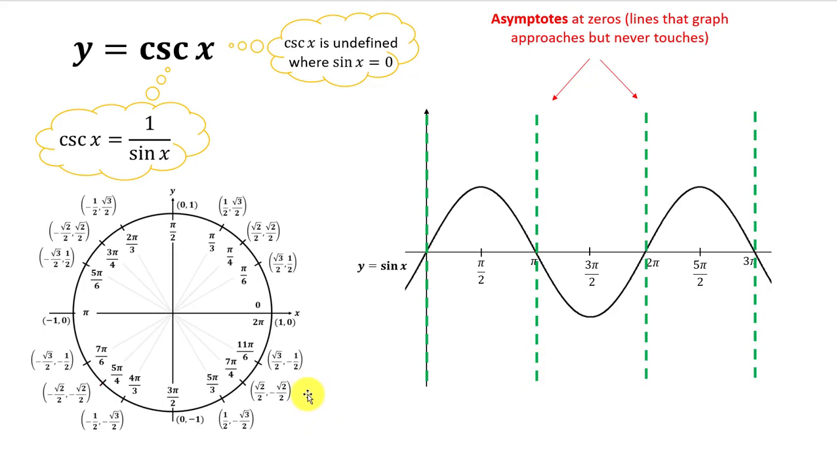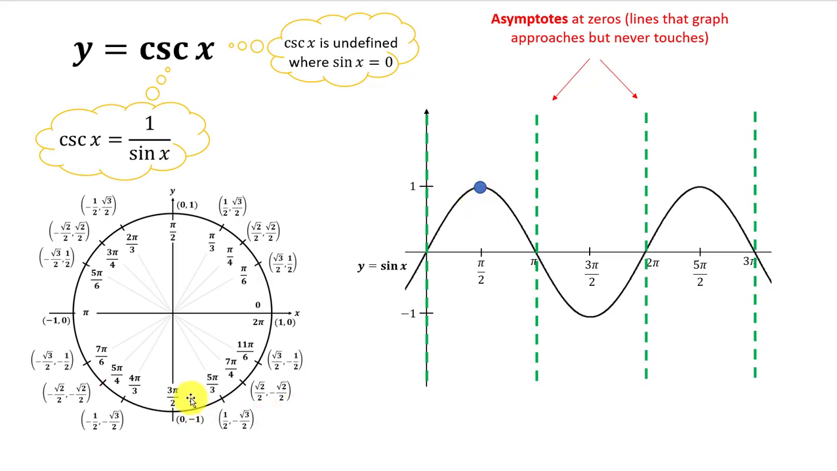Let's try to figure out where they're going to be positioned. Let's look at the unit circle to get some hints. We know that at pi over 2, sine value is 1. Well, reciprocal of 1 is 1. So that means that at pi over 2, sine and cosecant have exactly the same value. So that means that graphs of the sine and cosecant functions are going to meet at this point.